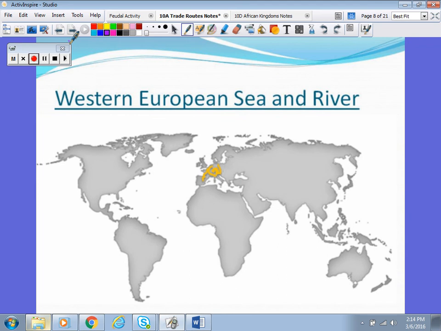All right, now the next one here is Western European Sea and River. This is pretty self-explanatory. It's just going to connect Western Europe with itself. The difference being that, again, as we've said earlier when we were talking about the Indian Ocean maritime routes, sea and river means we can move more goods. Larger quantities of things can be moved over water than they can be on land.